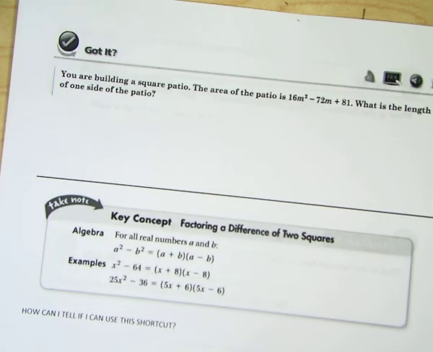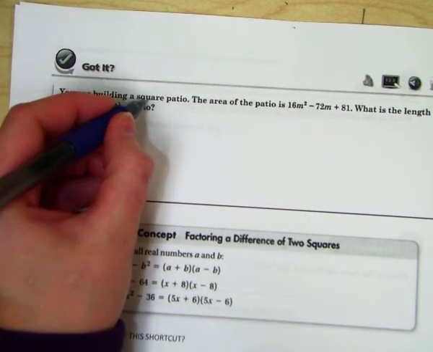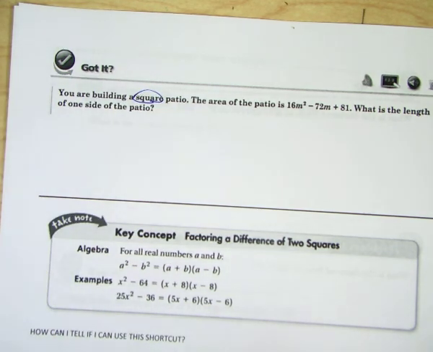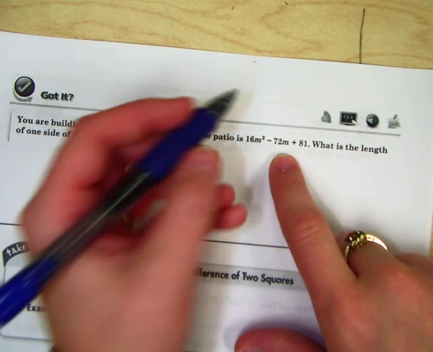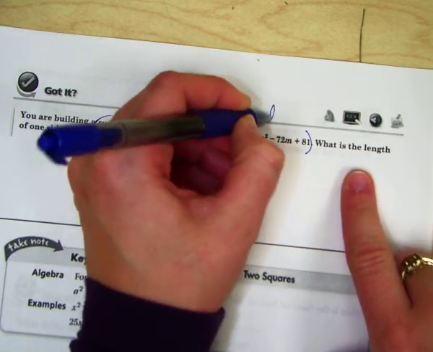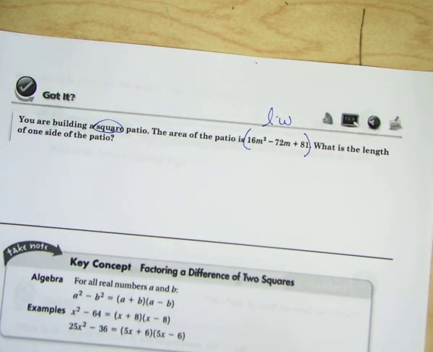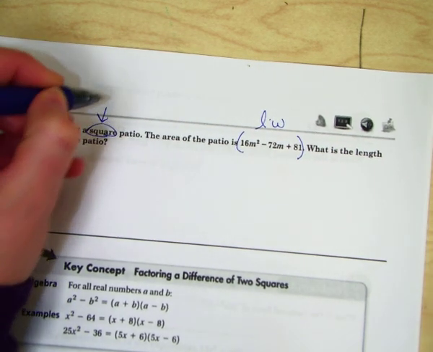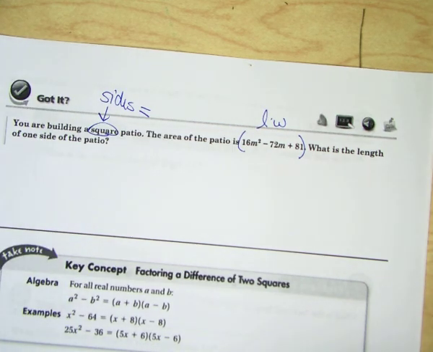Let's try the next got it. You are building a square patio. Again, the fact that they're telling you that it's square implies that they're going to be the same side lengths. The area is this trinomial. Realize that this entire area is length times width. What is the length of one side panel? Well, we're going to break this down the same way we did the last one. Square, meaning the sides are equal. So this should be a perfect squared trinomial.